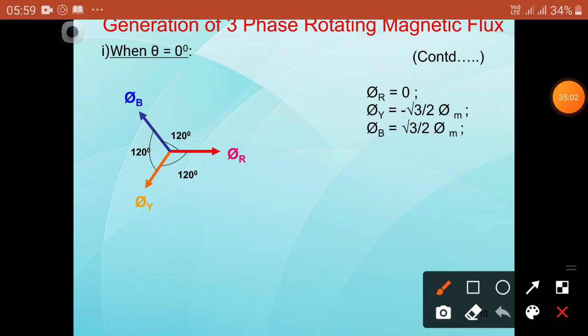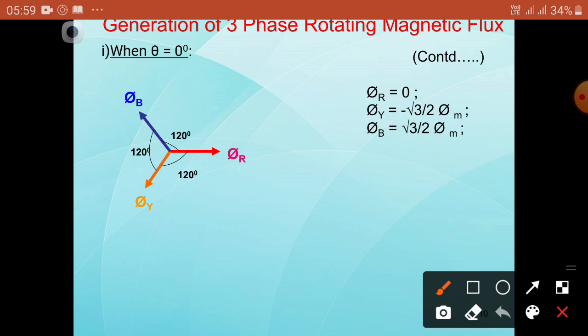Once again I am explaining, please, because if you understand this vector concept, it is very easy, dead easy. If you are confused in vector diagrams and phasor diagrams, it will take time to understand. If you understand this one, it is very easy to analyze this perfectly. Now once again I am explaining, please listen carefully.